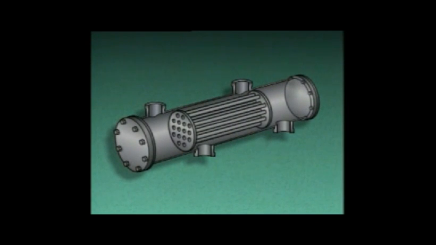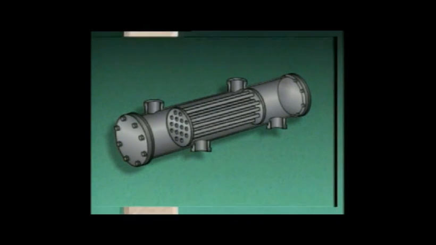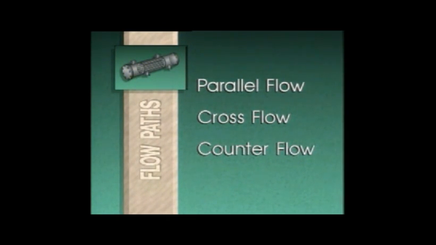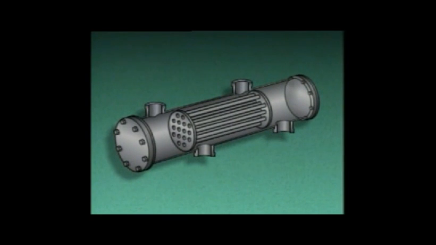Besides the number of passes, the flow paths inside a heat exchanger can also be used to categorize types of heat exchangers. There are three general categories for the flow paths through a heat exchanger: parallel flow, cross flow, and counterflow. In a parallel flow heat exchanger, the shell side fluid and the tube side fluid move in the same direction. In this heat exchanger, the tube side fluid passes through the tubes in this direction, and the shell side fluid passes around the tubes in the same direction.